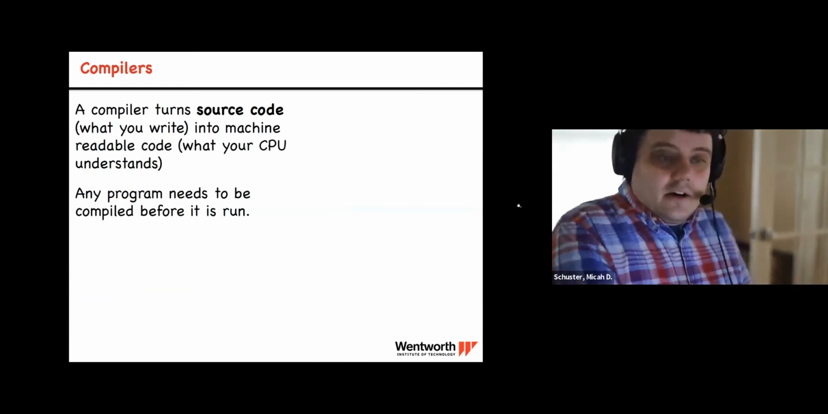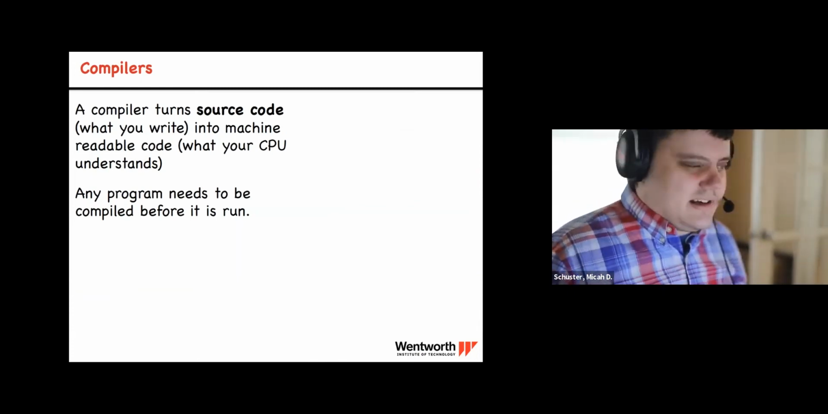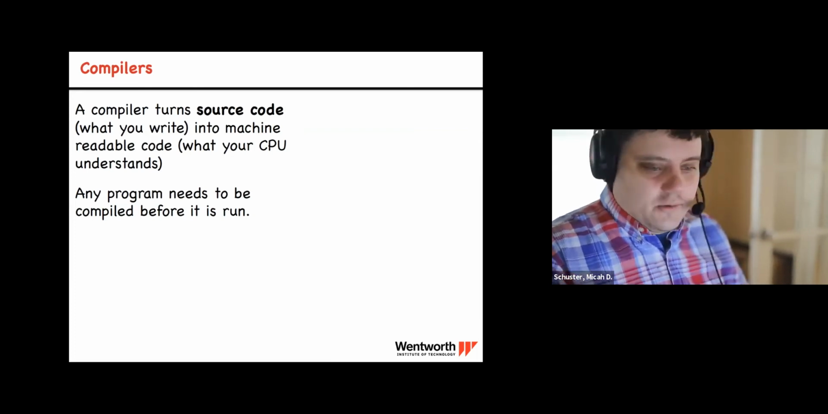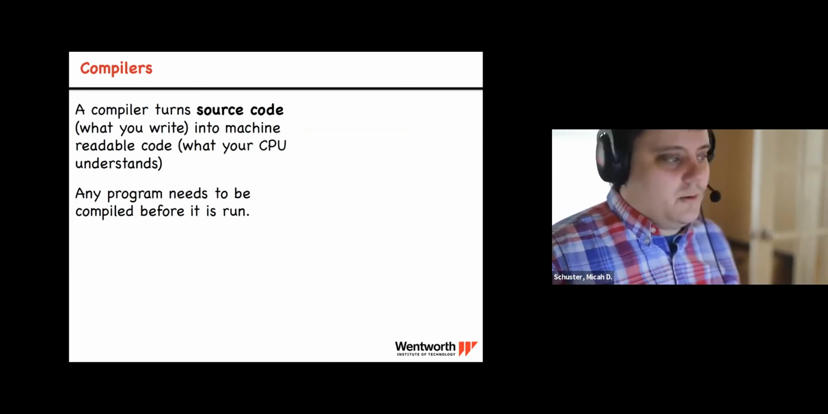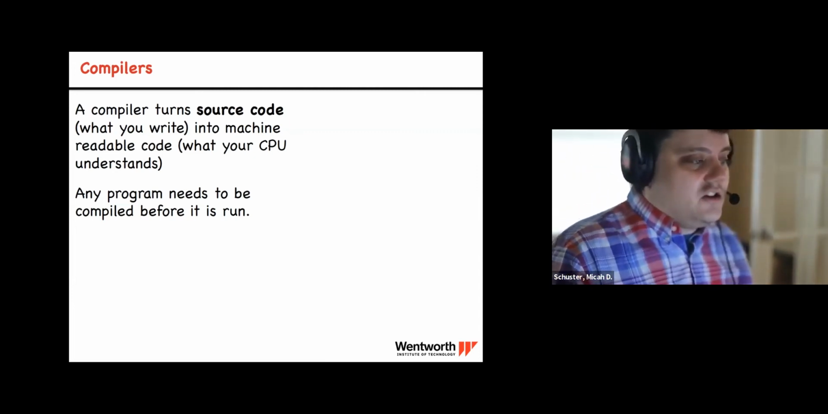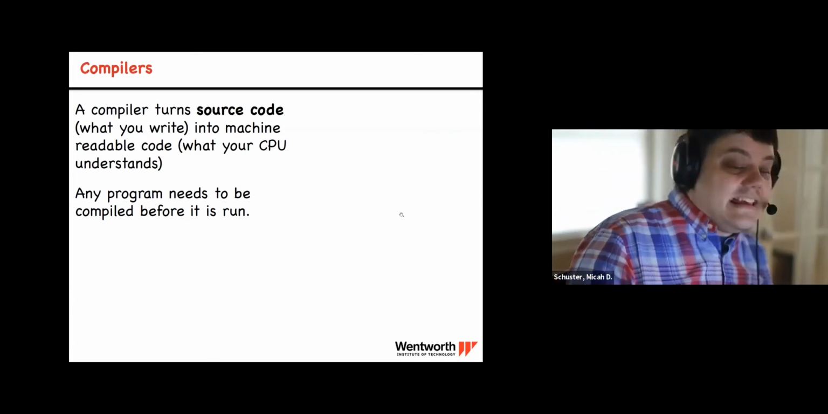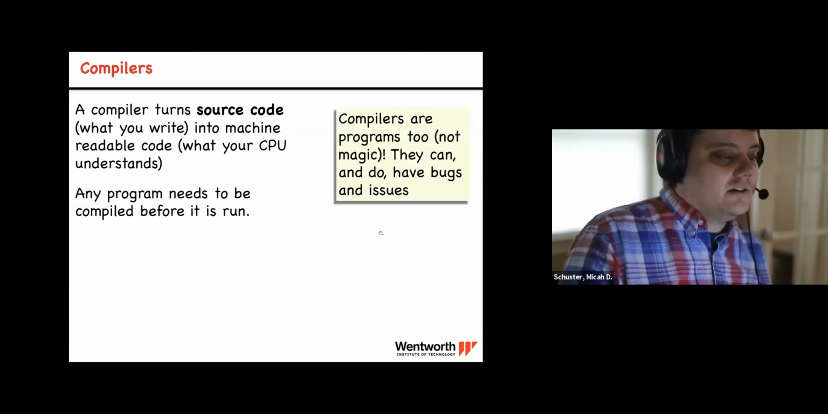So the compiler is what turns your source code. This is what you write. So whenever you hear somebody talk about, oh, I got to go mess around with my source code, or my source is up on GitHub or something, that's what they're talking about. They're talking about the code that you write. We need to turn that into the machine-readable code. And the program that does that is the compiler. So you have compiled code.